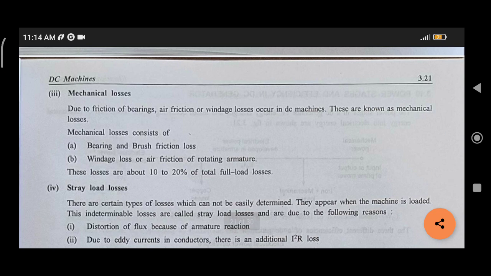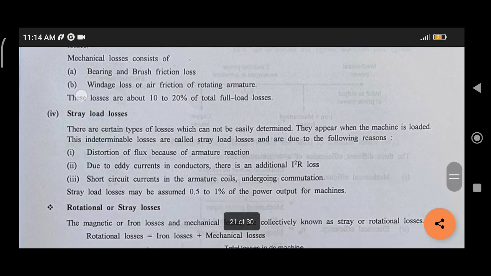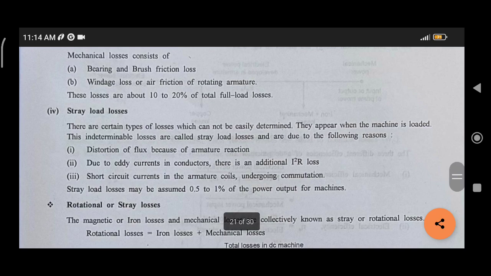Here we also have moving parts, so we observe some mechanical losses, which occur at the bearings and brushes, and we also have windage and air friction losses. Then the last one is stray load loss. There are certain types of losses which cannot be easily determined, and they appear when the machine is loaded. These losses occur due to armature reaction and eddy currents in the conductors.